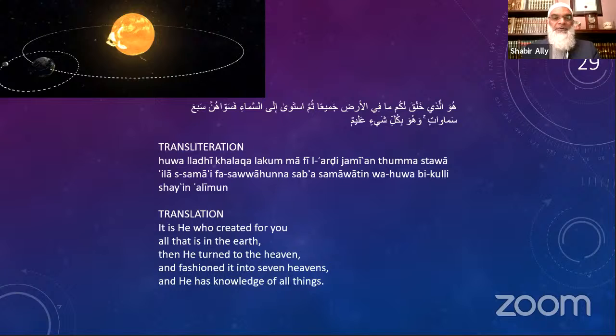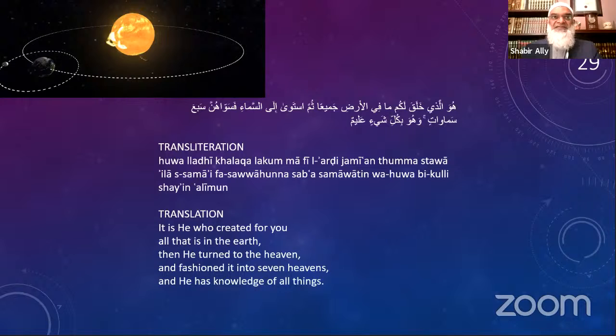Translation. It is He who created for you all that is in the earth. Then He turned to the heaven and fashioned it into 7 heavens, and He has knowledge of all things. So Allah created for you all that is in the earth. Then He turned to the heaven and He fashioned it into 7 heavens.